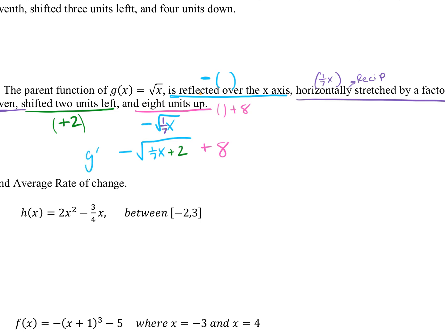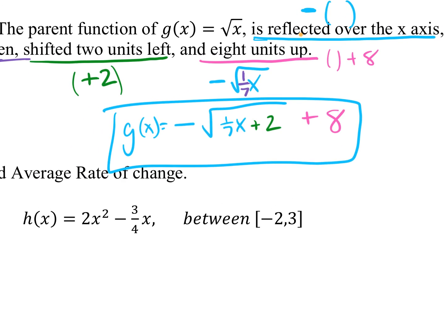Why'd you put the 1/7 in front of the x? So after? Because we're multiplying the x by 1/7 on the inside, and it's 1/7 because we have to take the reciprocal of the factor of 7. Since it's being stretched by a factor of 7 horizontally, we do the reciprocal. So that would be our answer. Any questions?